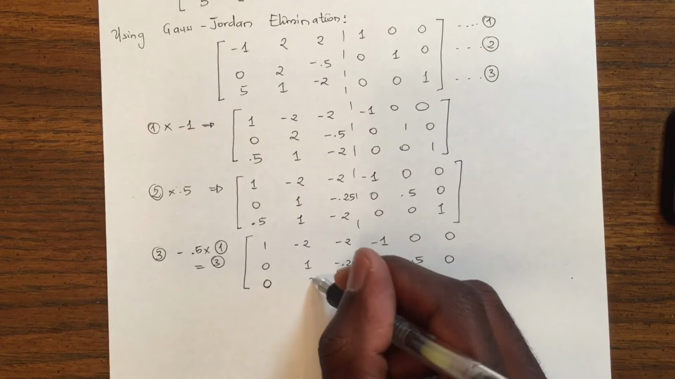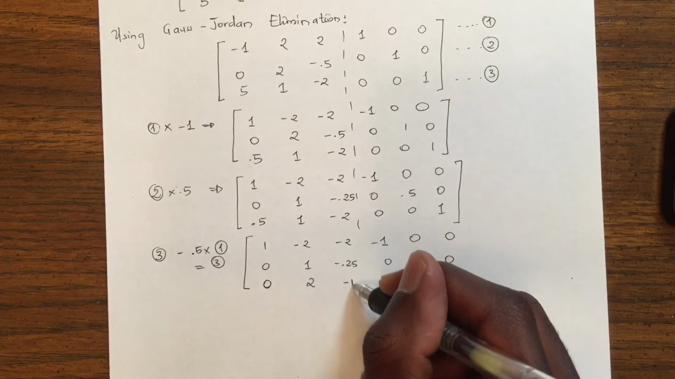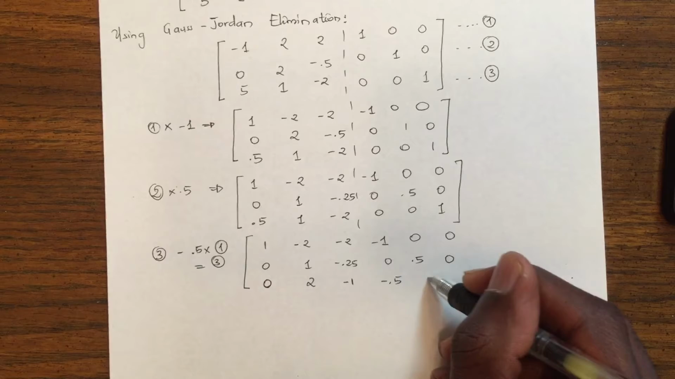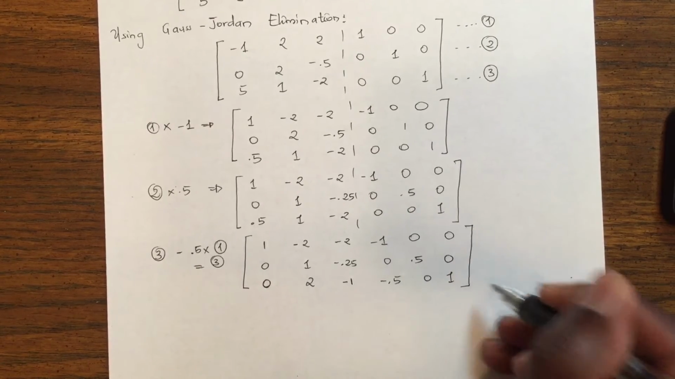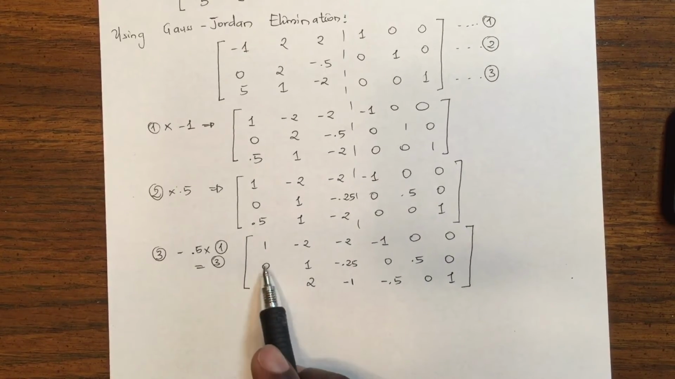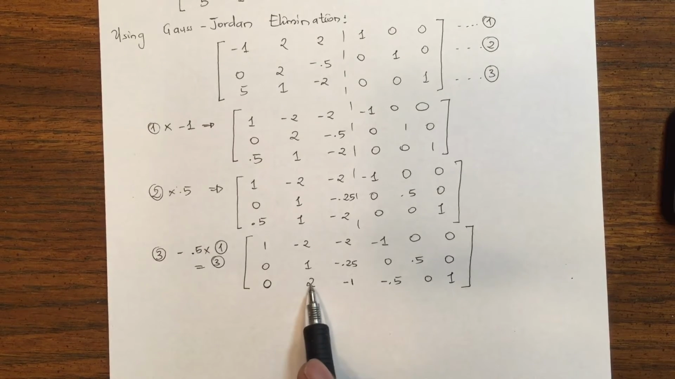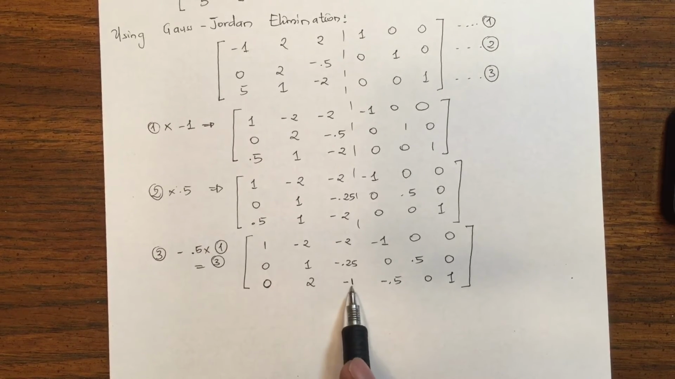And this is going to be 0, 2, -1, -0.5, 0, 1. All right. Now we have 0 here, 0 here. We just need a 0 here, and we need this to become 1 as well.